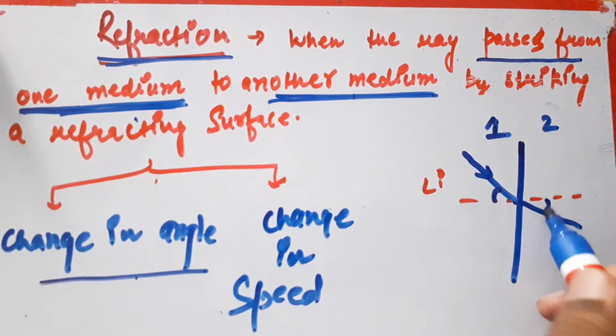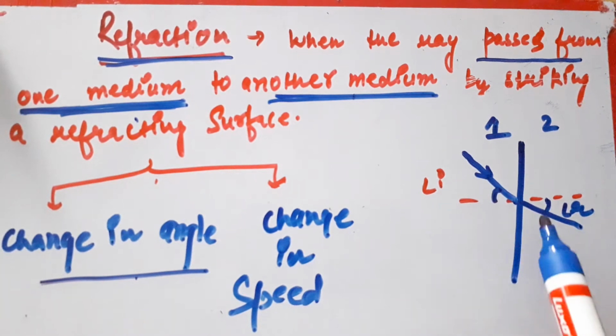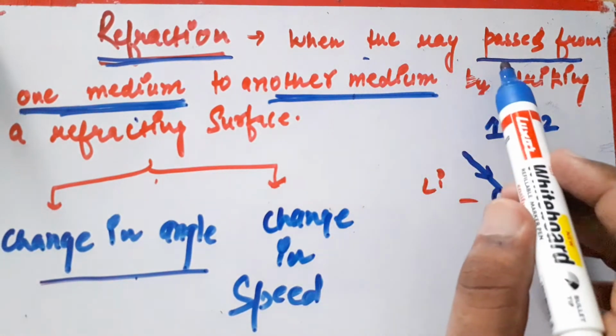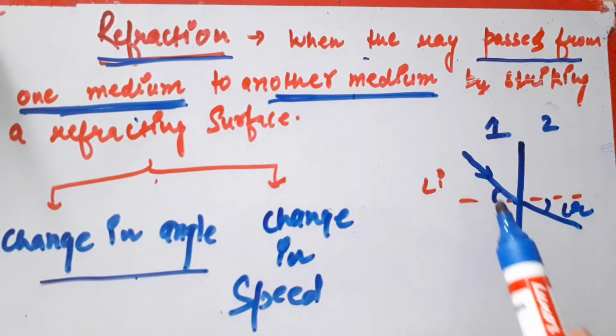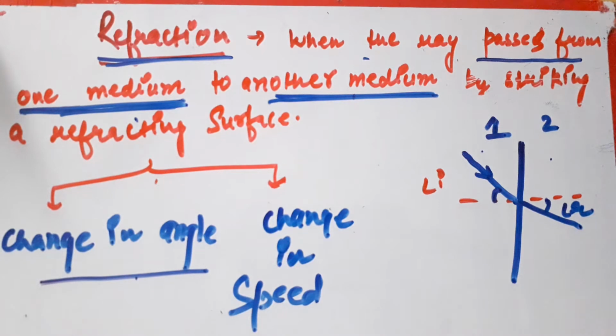Like the angle, this is the angle of refraction, this is the angle of reflection, and now we can see this line is not going straight. This ray is not going straight, it is getting deviated at some angle, and there is a change in speed. This is what refraction is about. When the ray of light passes from one medium to another medium, there is a change in angle and there is a change in speed. This is what refraction is.